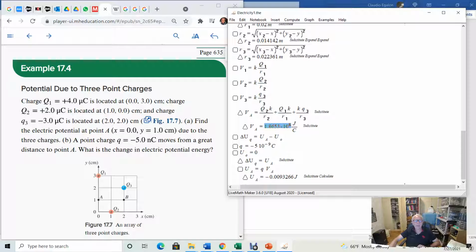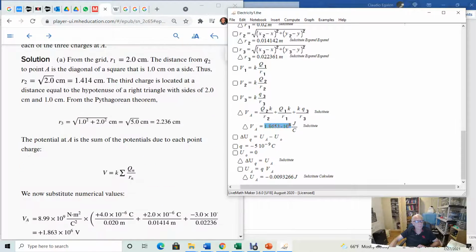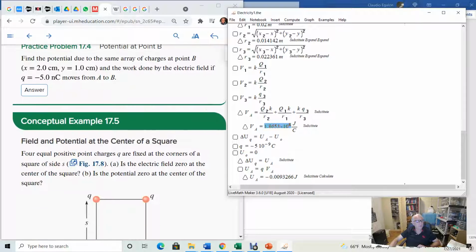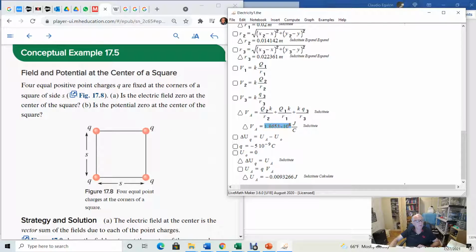Where the electric potential is positive. Okay, so conceptual problem: is the electric field zero at the center of the square? Is the potential... you can do that yourself, right? Yeah, the electric field is zero. Yes, positive charges, all four. The electric field is zero at the center of the square.